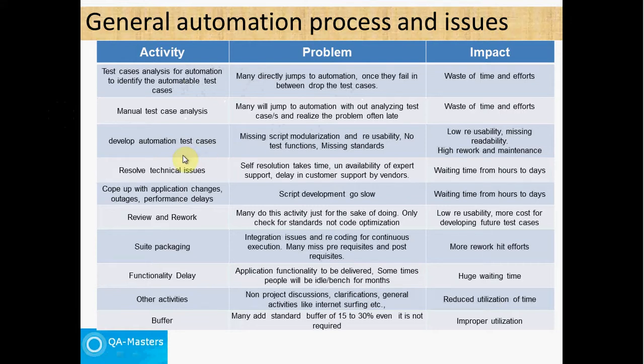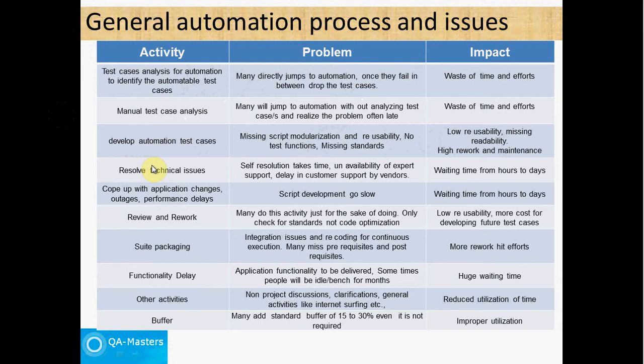Automation script development is the core activity. Here people develop reusable scripts and automated test cases. Functional decomposition and test functions are the major missing parameters here. Sometimes coding standards too. This hits reusability and readability. This leads to high rework and maintenance. People with minimal automation knowledge may not be able to understand or visualize these hidden costs.